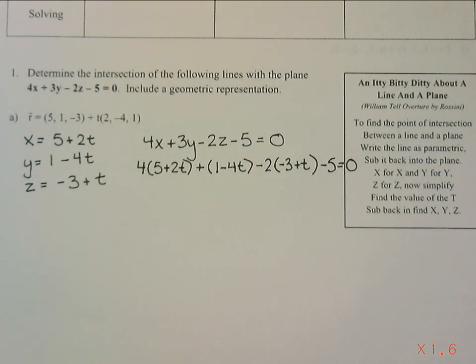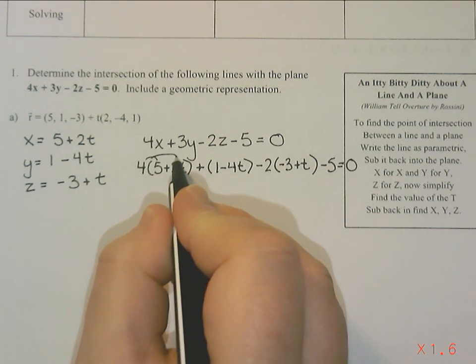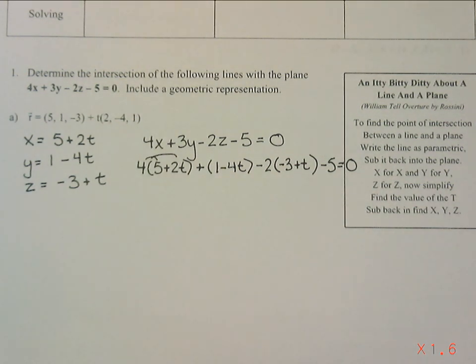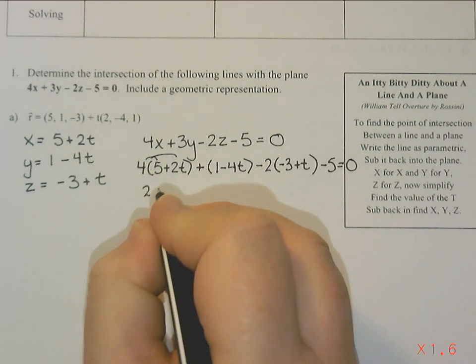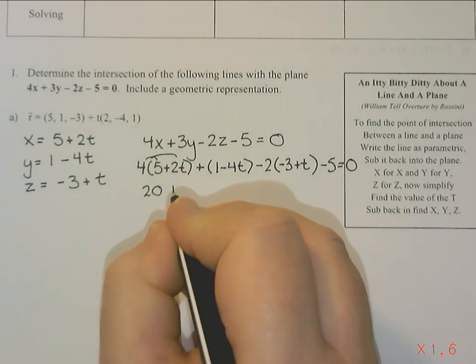Okay, from there, we just need to solve for t. So I'm going to do some distribution. We're going to multiply all those numbers in front of the brackets into the brackets. So 4 times 5 is 20. 4 times 2t is 8t.